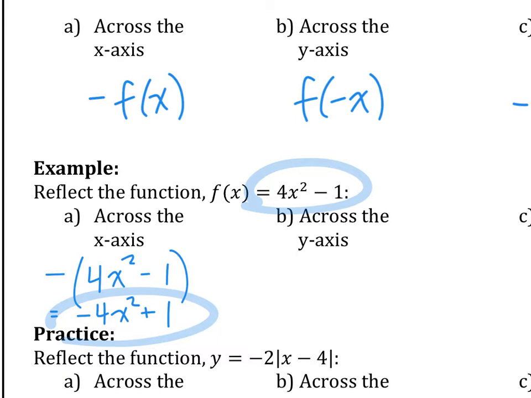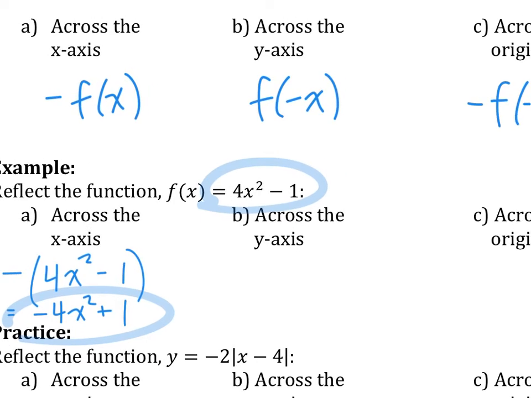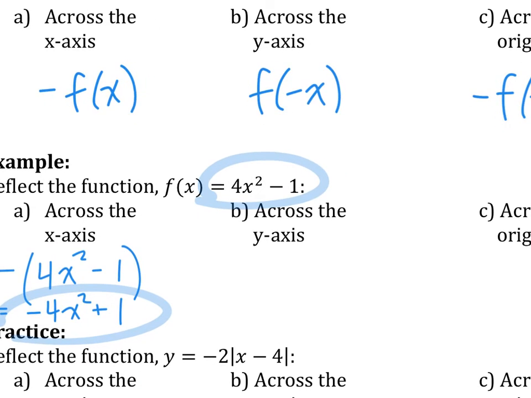All right. Across the y-axis, where is the negative? Inside. Inside the function, which part is my function? X squared. So it's going to be 4 times negative x squared minus 1. Across the y-axis, put the negative inside the function. The question you have to ask yourself is, which part is the function? The function is x squared. So this is going to be 4x squared minus 1, which means this graph is actually exactly the same.